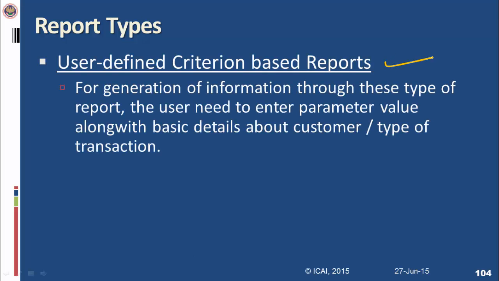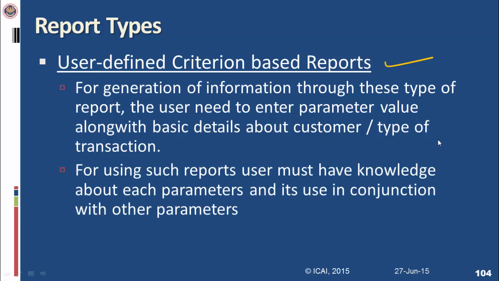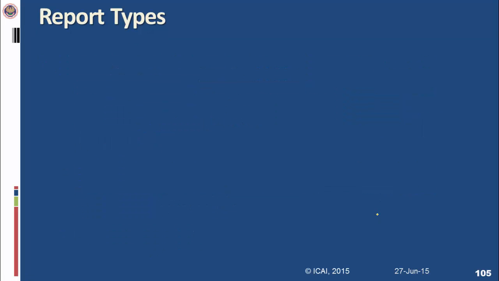User defined criterion based reports, where the user will be giving the criteria to generate reports based on the filter, to generate the filtered output. For generation of information through these types of reports, the user needs to enter parameter values along with basic details about customer, type of transaction. For using such reports, the user must have knowledge of each parameter and its use in conjunction with the other parameters, right? So we need to understand when we are putting up any of the criteria, and we need to understand how the criteria will have an impact on the data that will be generated. Examples are FTR, FBP and BP, where we will be giving the criteria to generate the information.